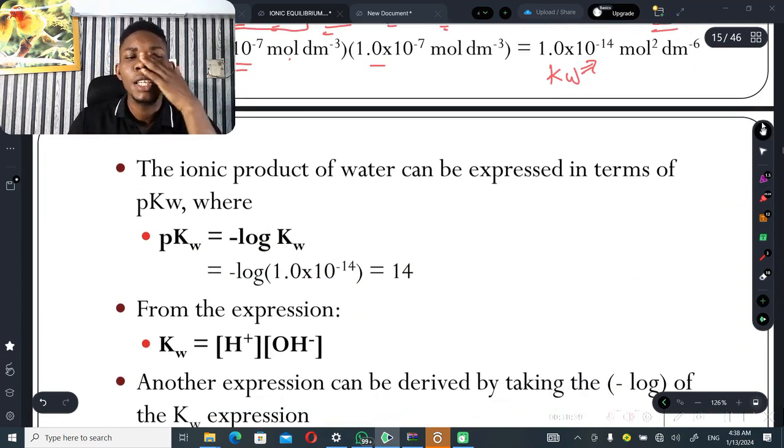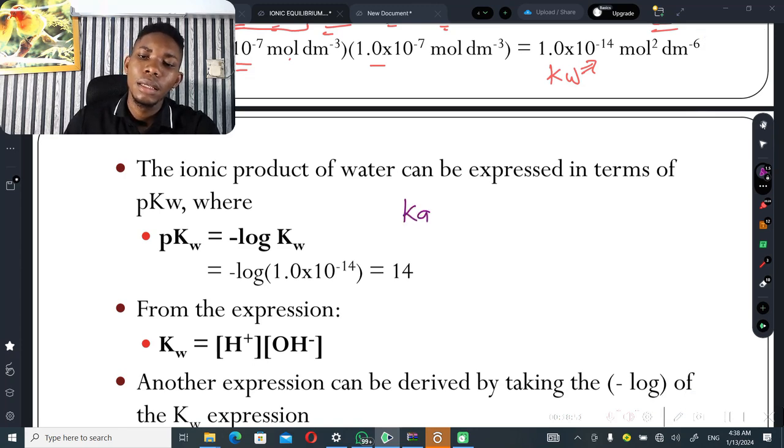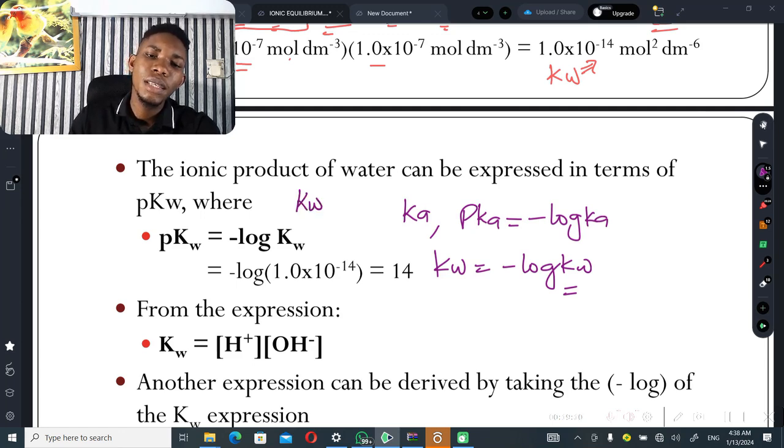The ionic product of water can be expressed in terms of pKw also. Right? Now, what did you say pK is all about? We said we have Ka, I will have pKa. I will say pKa is what? Minus log Ka. So if we have Kw, what do you think pKw is? Minus log Kw.